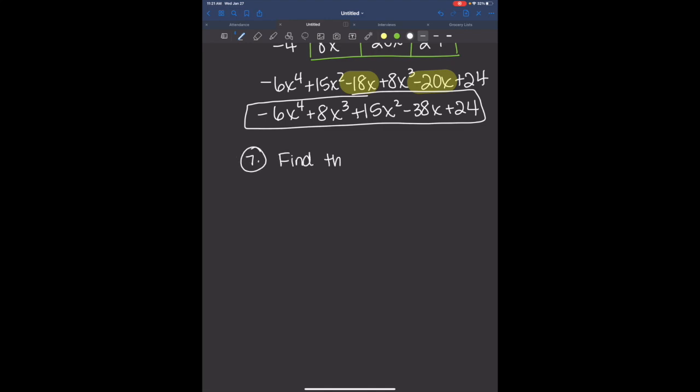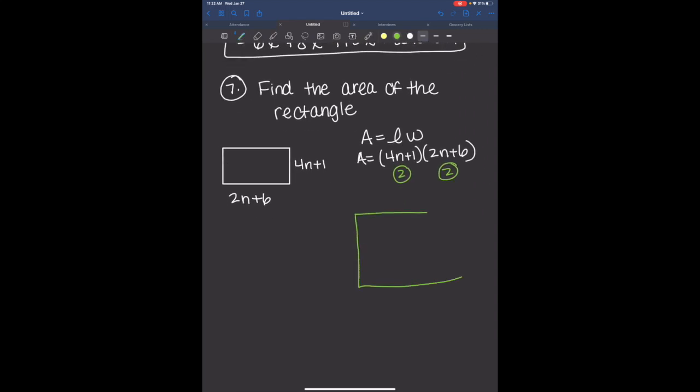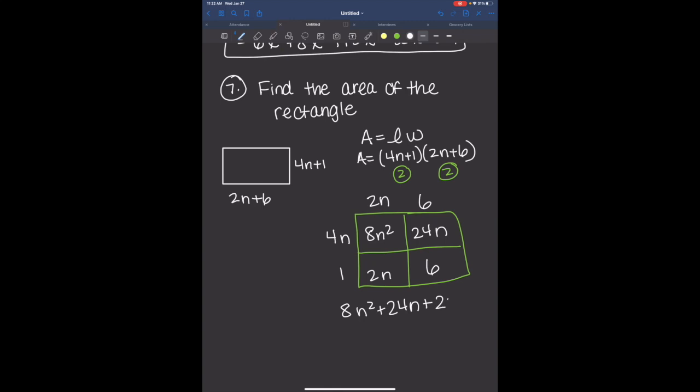Last one we've got is the area of a rectangle. The sides are going to be 2n plus 6 and 4n plus 1. To find the area of a rectangle, we multiply the length times the width. So we're going to end up multiplying 4n plus 1 times 2n plus 6, which is a 2 by 2. And when we write it out, we get 8n squared plus 24n plus 2n plus 6. The 2n and the 24n are like terms, so we end up with 8n squared plus 26n plus 6.